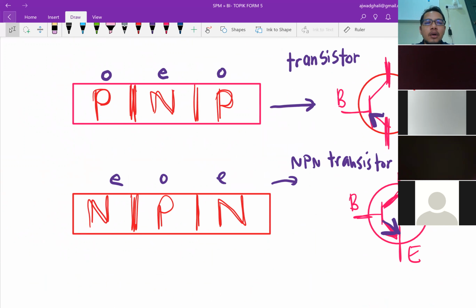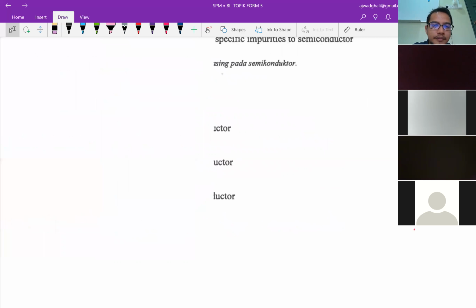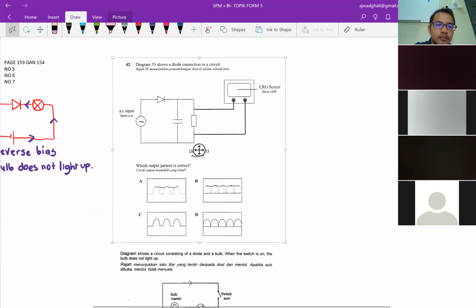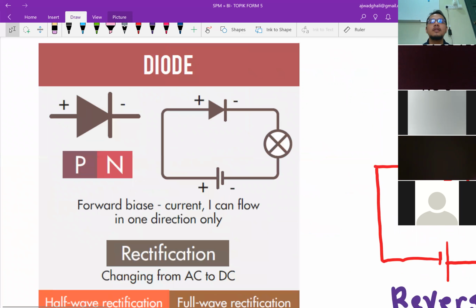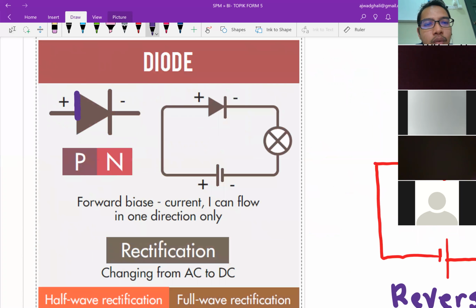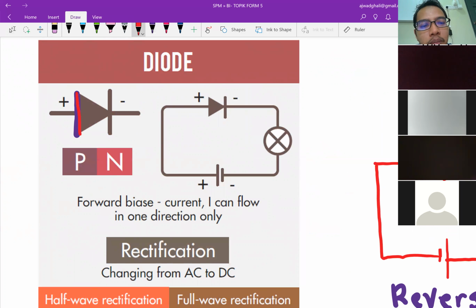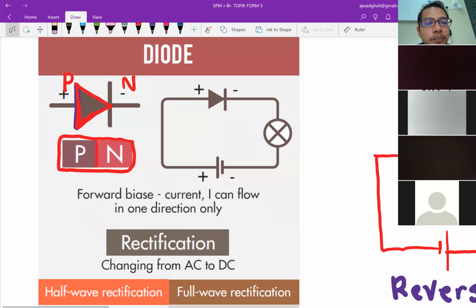So now we go to diode first. This is a diode, same as the notes that I gave you. This is the symbol of a diode. The arrow always shows you P to N. The arrow is showing you P to N. So that's why it's a P-type and N-type over here. P-type and N-type.